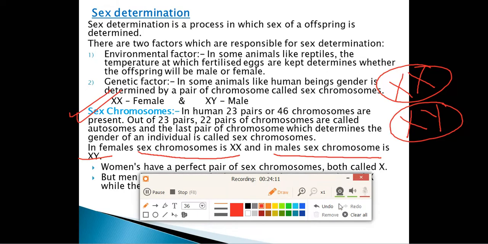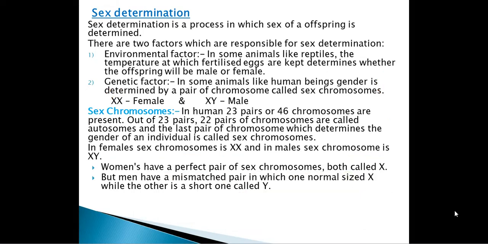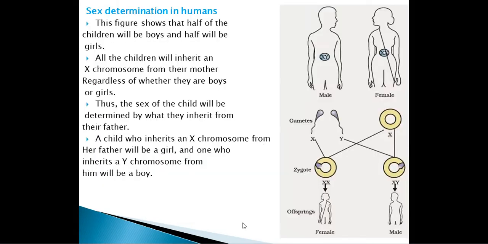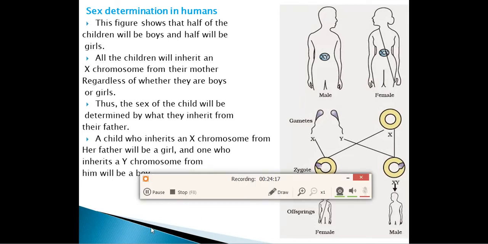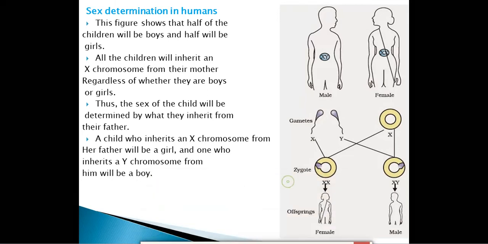Now let's read how the sex of a child is determined. Sex determination in humans. This is the last topic which you have to read for your term 2 syllabus. You can see in this figure, the male is carrying X and Y sex chromosomes, but the female is carrying XX sex chromosomes. When the gametes are formed in a male, some of the gametes will carry X chromosome and some of the gametes will carry Y chromosome, right?